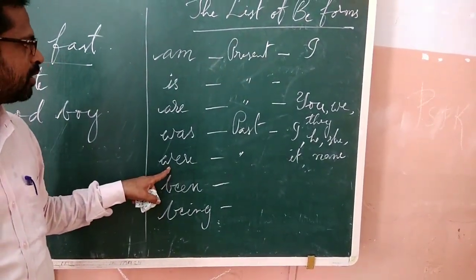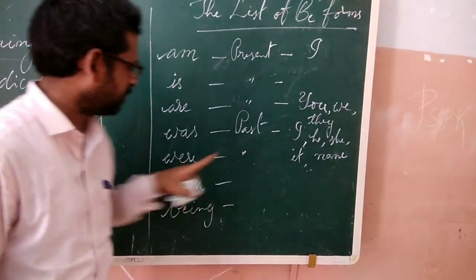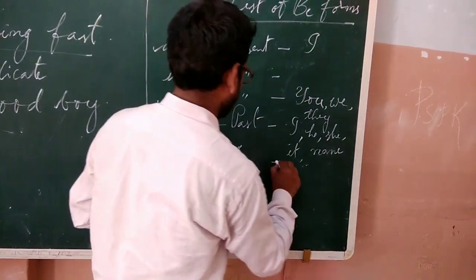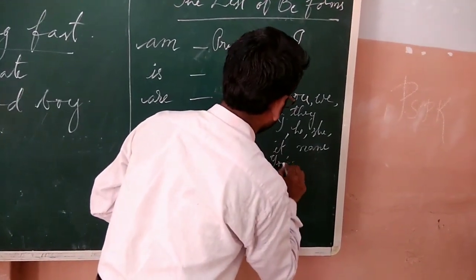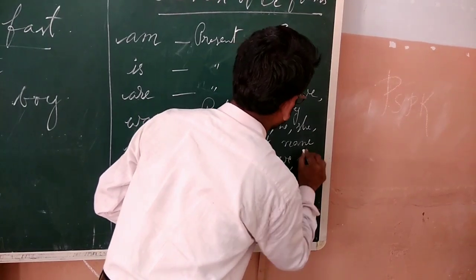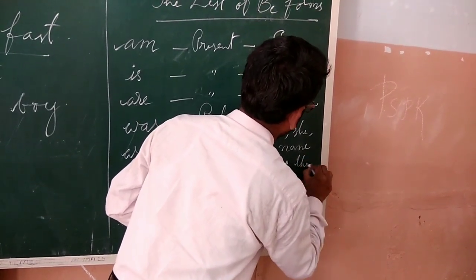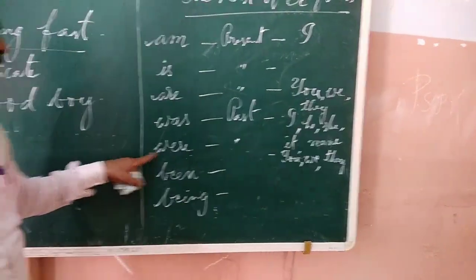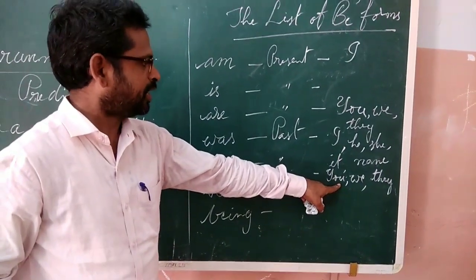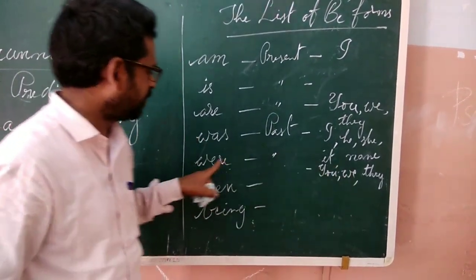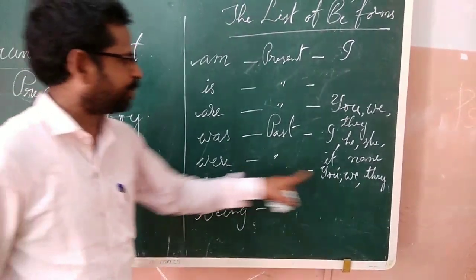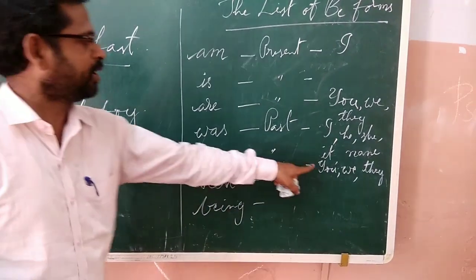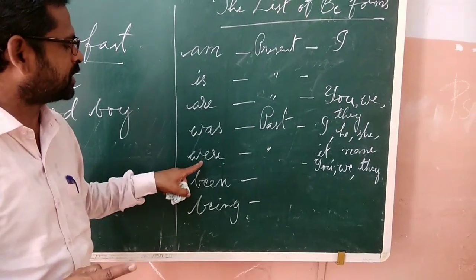Coming to were, like you and we. In past tense, were is used with you and we, like you, we, they. With these words, we use were in past tense. You were studying at the time. We were playing at the time. They were singing at the time. So in the past continuous, for past tense we use this one.